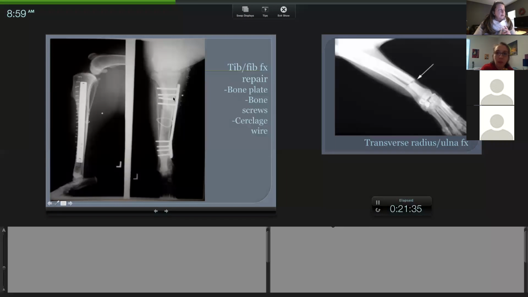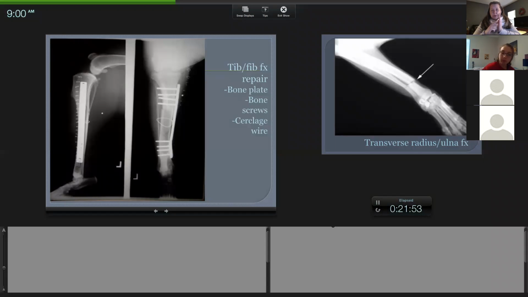But normally that plate and those screws are going to stay in and hold that together. The other thing I want to mention, and it has probably been a long time since you've had anatomy: when you have a tibia and a fibula, the tibia is the weight-bearing bone.